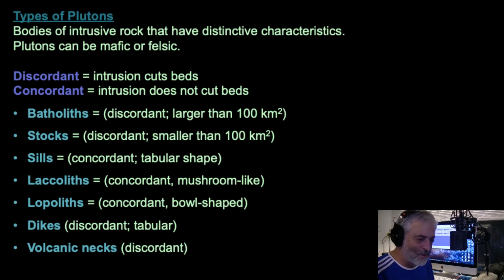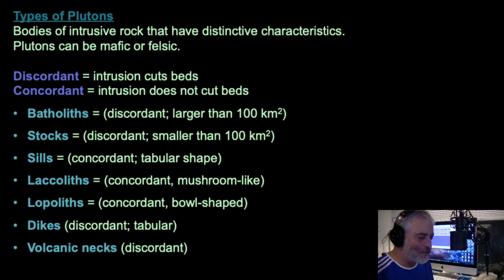So the plutons are the bodies of igneous rock that intrude into these rocks. And they can either be mafic, or they can be felsic, or they can even be ultramafic if you're in the right sort of setting. But mostly when we talk about these things, we're usually talking about something that's either mafic or felsic or maybe intermediate. Those are the features we're going to look at. So here's a list of them here.